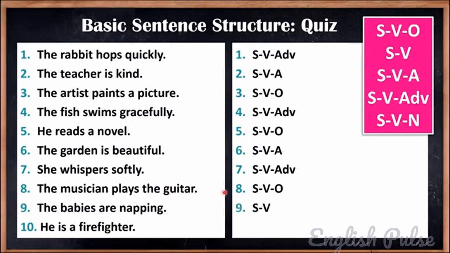Number 9 follows the subject, verb pattern. The babies is the subject, are napping is the verb. And finally, number 10 follows the subject, verb, noun pattern. He is the subject, we have the verb to be, is, and firefighter is the noun. It's providing more information about the subject.